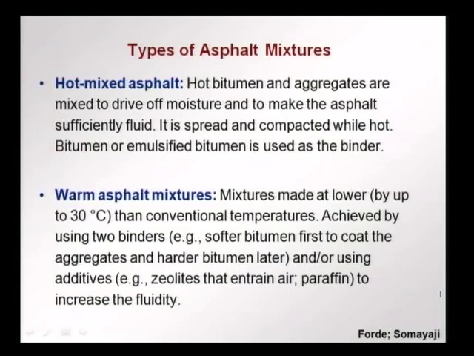This lowering of the temperature, which is convenient because you need now less energy, and you can work at temperatures close to ambient temperatures, is achieved by using two binders instead of one. First, a softer binder which does not require very high temperatures to make it soft enough is first mixed with the aggregates. This coats the aggregates and is adsorbed into the surface of the aggregates, and later during the mixing a harder bitumen is added, which now binds the aggregates together and gives the asphalt concrete a body.